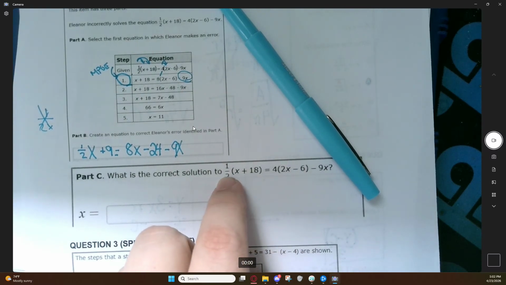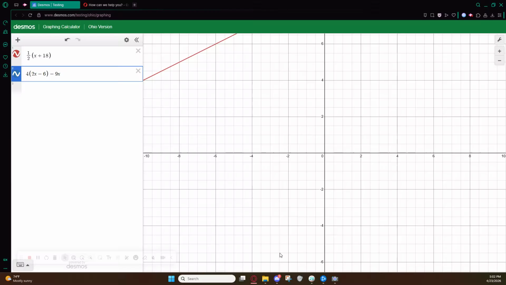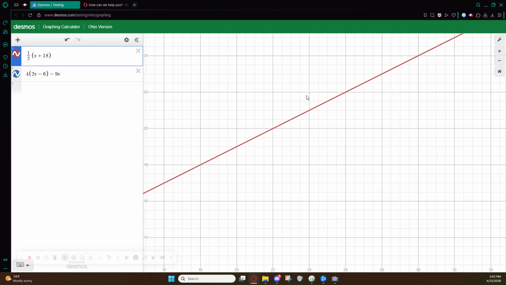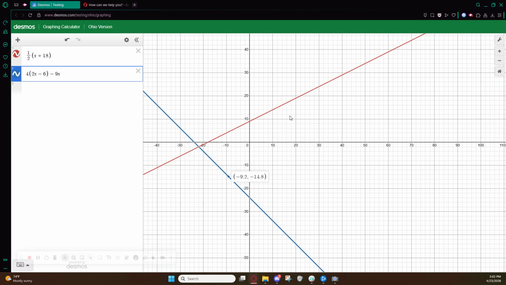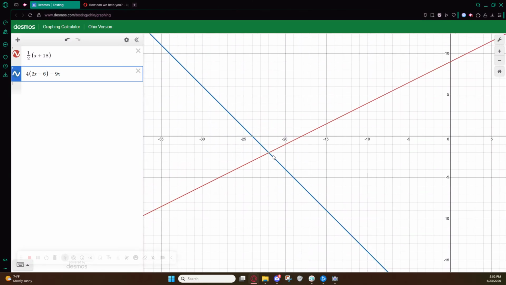Everything to the left of the equal sign went on the first line of Desmos. Everything on the right side of the equal sign went on the second line. Now we have to find out where they cross. The solution for where these two cross is right here, marked by Desmos for you. The solution is at negative 22.